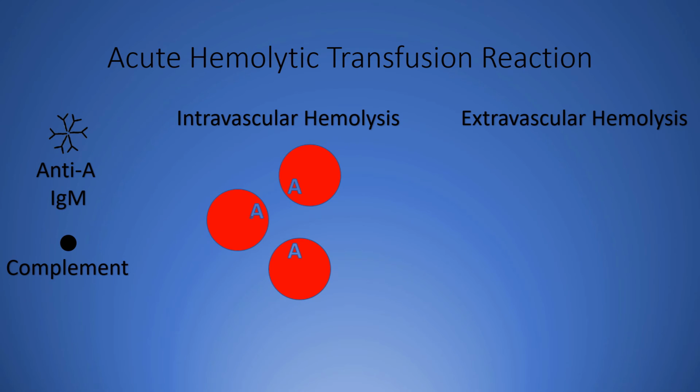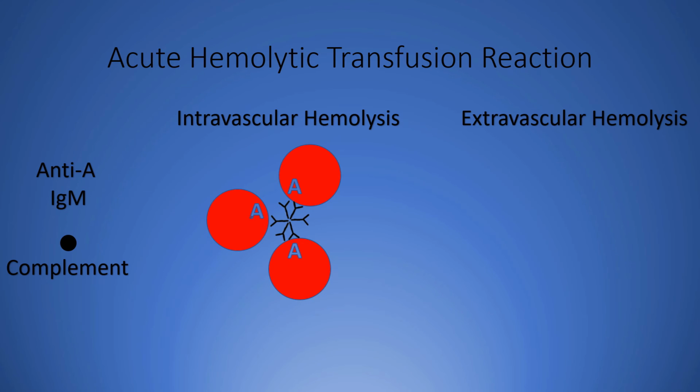I keep mentioning transfusion reactions. Let's look at the mechanism involved in an acute hemolytic transfusion reaction. There are 2 main types of hemolysis. There's intravascular hemolysis and extravascular hemolysis. Let's take a look at intravascular hemolysis. Here we have red blood cells of a donor that have the A antigen on the red blood cell membrane. So this is type A red blood cells. If we try to transfuse to a type B individual, they will naturally have anti-A IgM antibodies in their plasma.